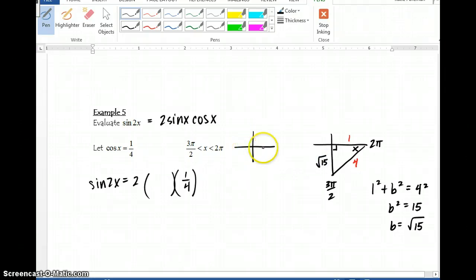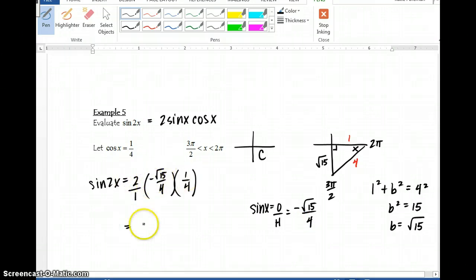In the fourth quadrant, only the cosine function is positive. So when I go to fill in my sine value, sine of x is opposite over hypotenuse, I have to make sure that the ratio is negative. So negative square root of 15 over 4. Multiplying 2 times 1 is 2. Make that a negative 2 times the square root of 15 all over 16. Nothing needs to be rationalized. The square root is in the numerator. So that would be our final answer.